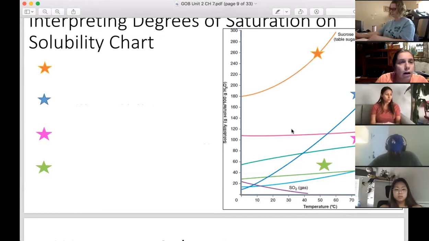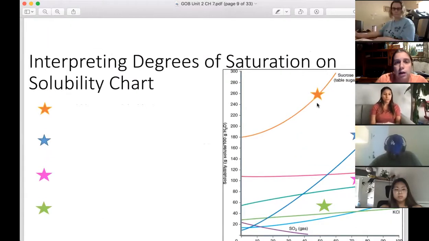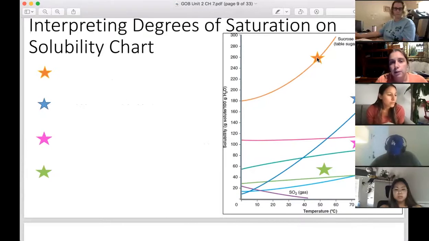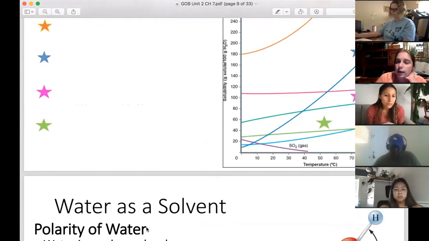So here, interpreting degrees of saturation and solubility, you can go through and roughly tell me what the solubilities are of each of these compounds. I will post the answers to those to Canvas as well.